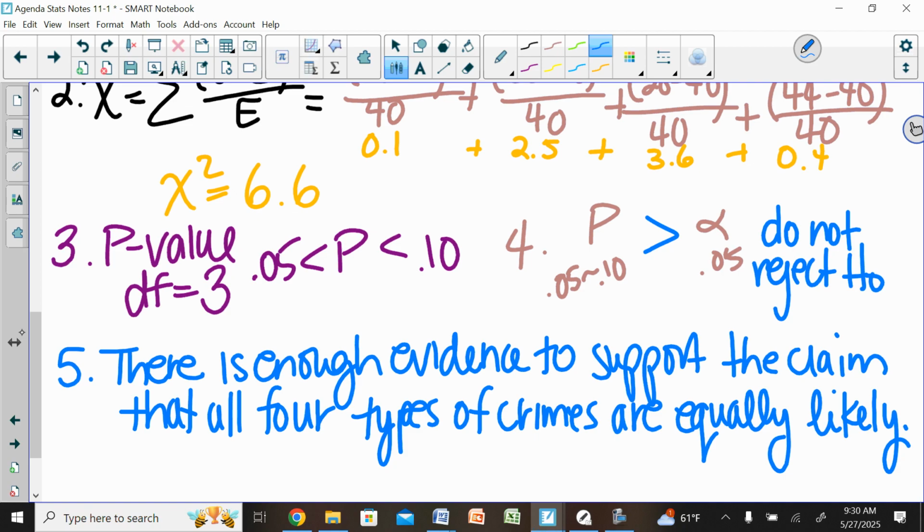I love doing chi-square tests. They're kind of fun and cool and different. So you do need that expected value table.